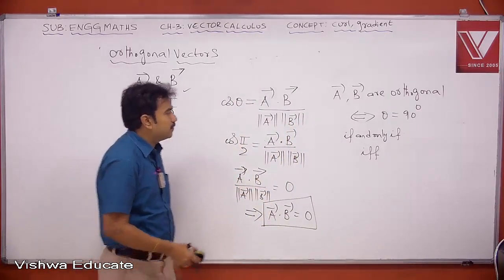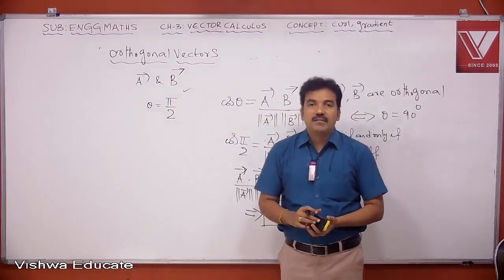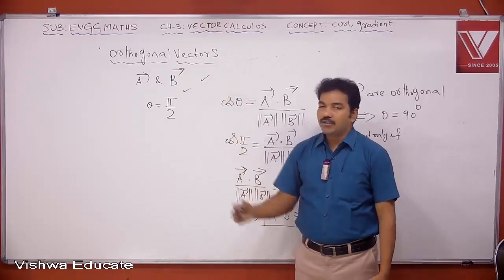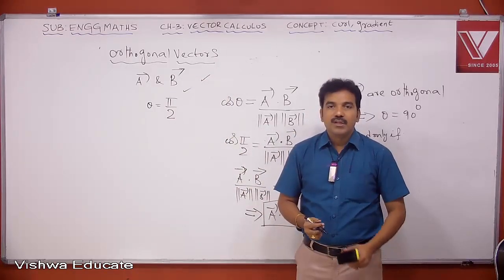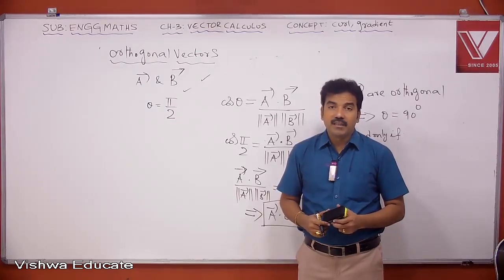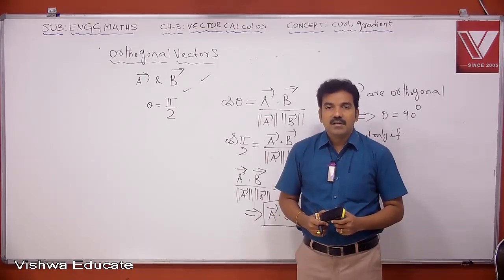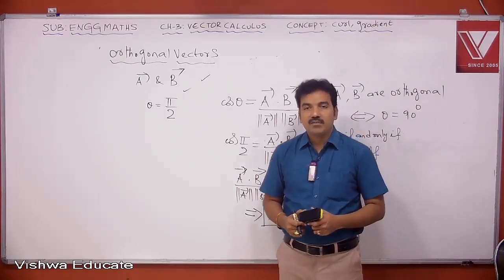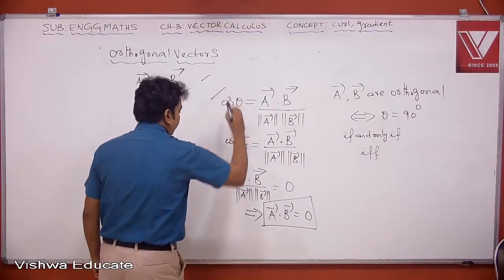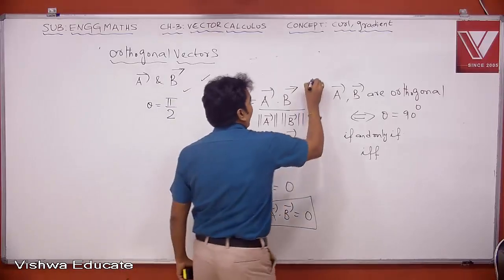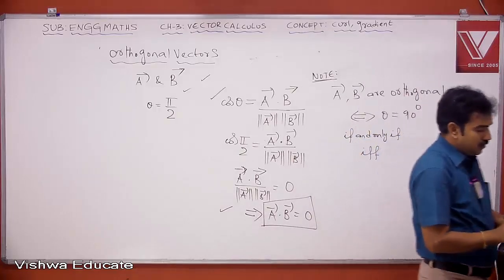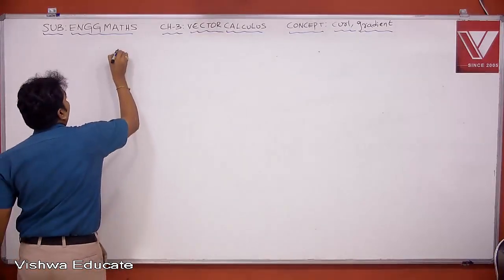So write the definition first. Two vectors a bar and b bar are said to be orthogonal if the angle between them is 90 degrees. So work out this. After this, write this note. Next concept, directional derivative.